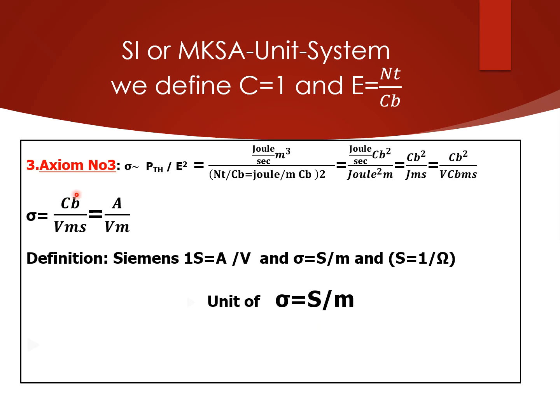From axiom number 3, we have the unit of sigma, which finally equals Coulomb square over volt Coulomb meter and second, and we define 1 Siemens equals ampere over volt, and the unit of sigma is Siemens over meter.